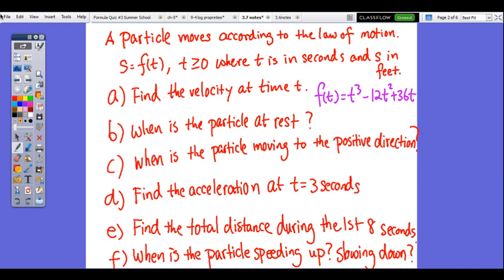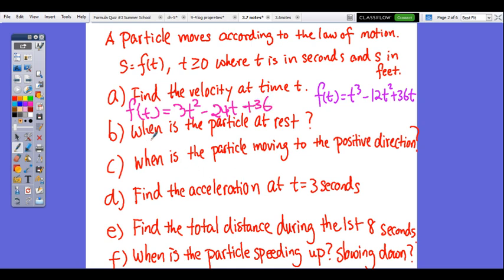So velocity means we just take the derivative of the position function. Okay, so let's find the first one. The derivative will be considered f prime of t. The function that we have is t to the power of 3, so the derivative is 3t squared, and then minus the derivative of 12t squared, so we have 24t, and then plus 36.